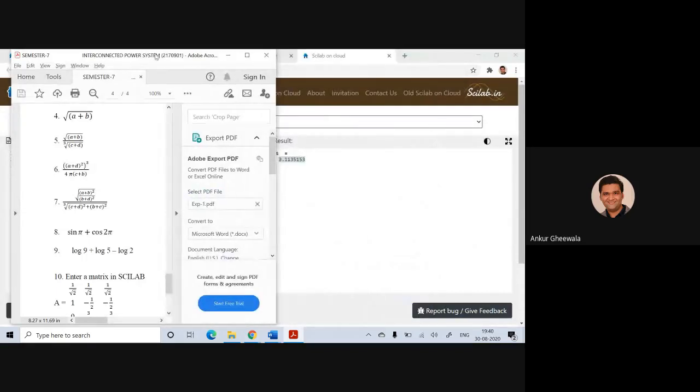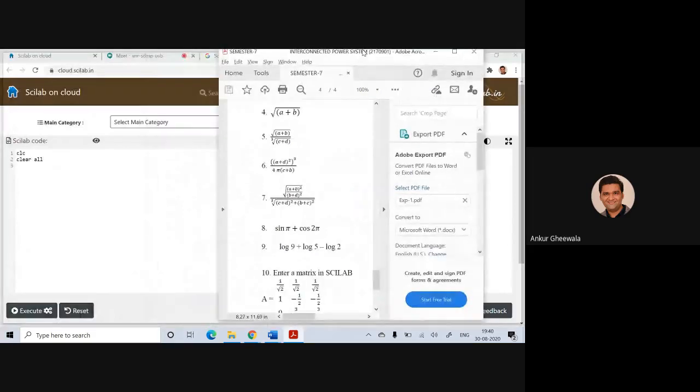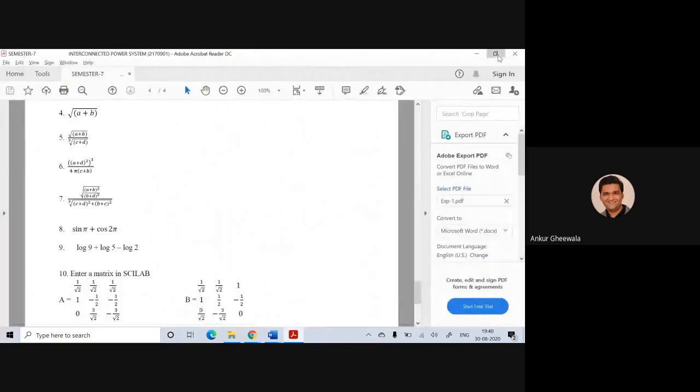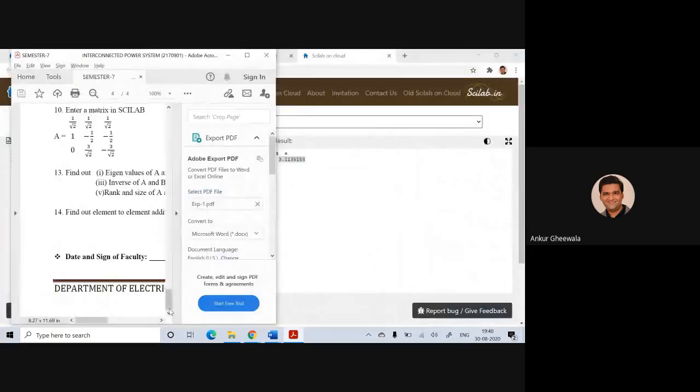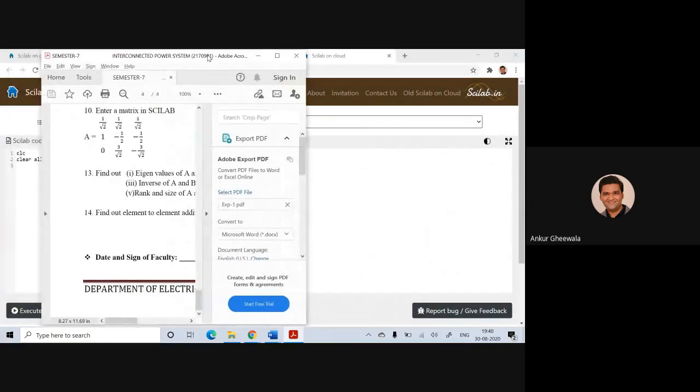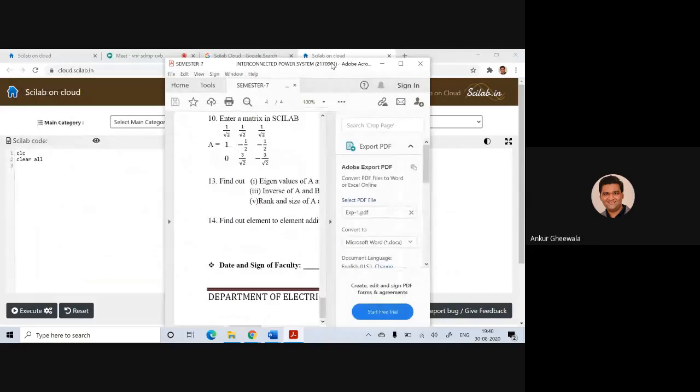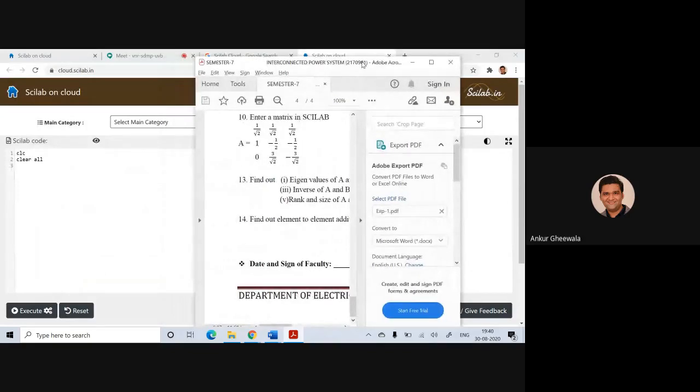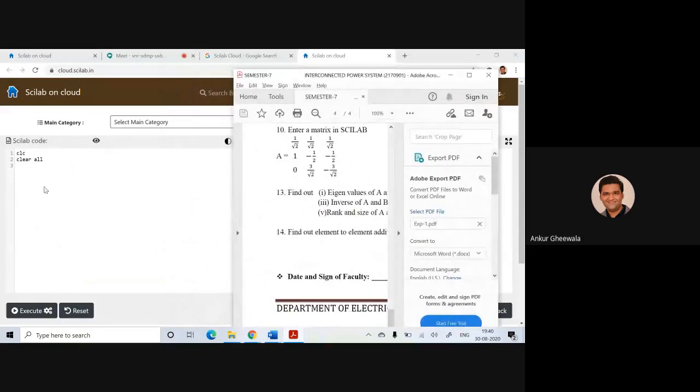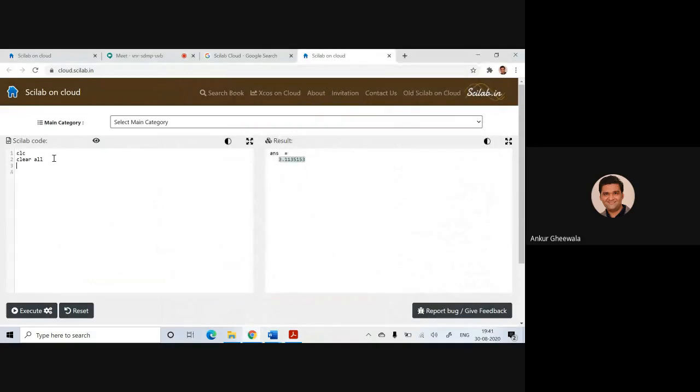First of all, I will enter this matrix A. So for matrix, now I will define it in this manner.